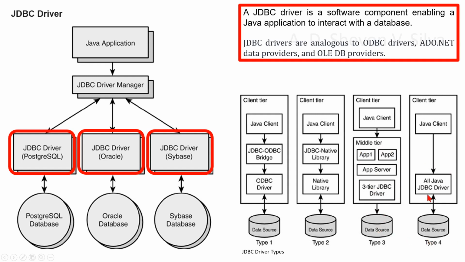In type 4 Java client and all Java JDBC driver are inside client tier, and Java client is connected to all Java JDBC driver, and all Java JDBC driver interacts with data source.